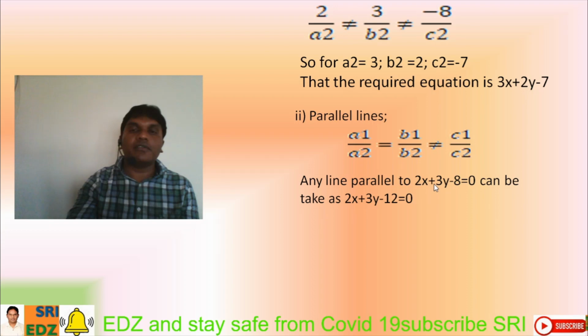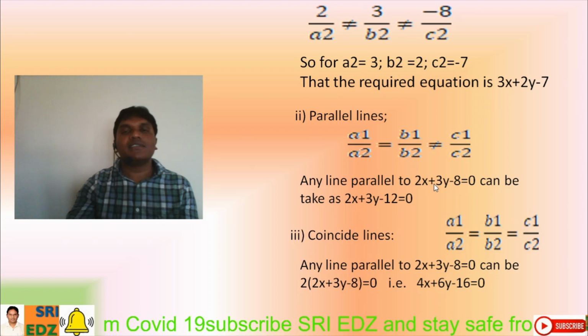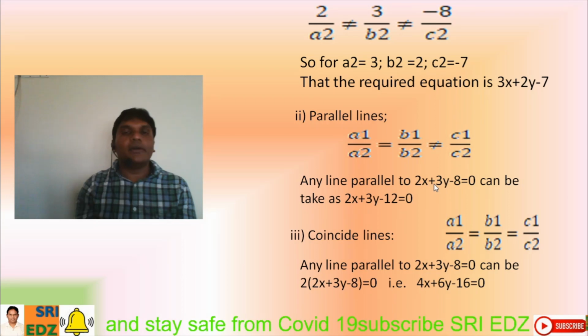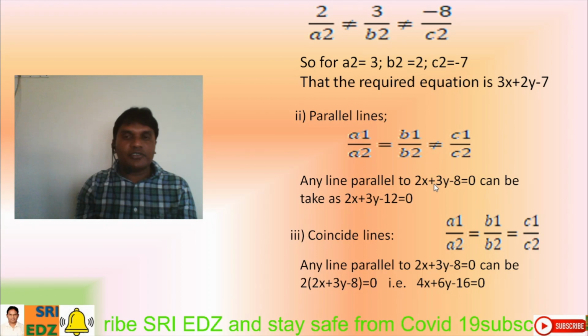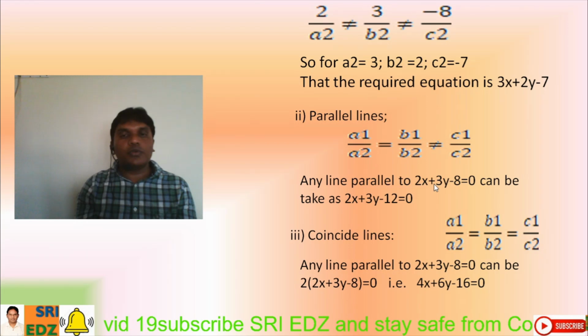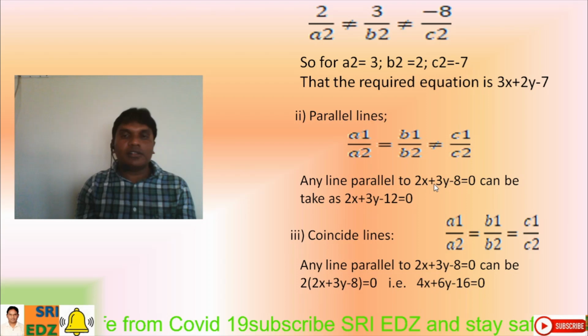The third question is coincident lines. That means all the coefficients must be equal: a1 by a2 equal to b1 by b2 equal to c1 by c2. So you can take the same equation, but sometimes you cannot write the same equation, so you can take a multiple of 2, multiple of 3, or multiple of 4. Then you can take 2 as a common factor. So 4x plus 6y minus 16 is equal to 0. When I take 2 as common, 2x plus 3y minus 8 you will get again.